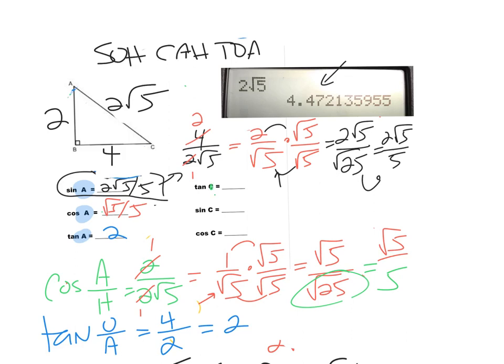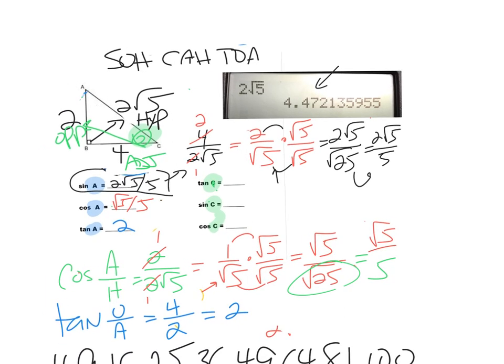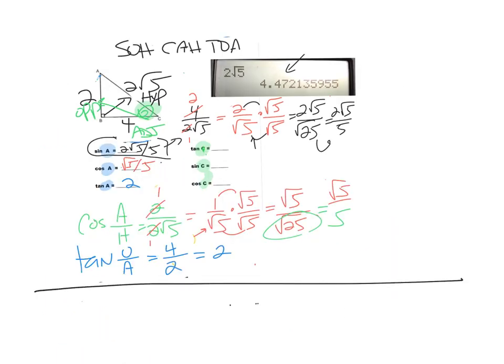Now we're going to do the sine, cosine, and tangent of angle C. So I'm going to relabel the picture based on angle C. What's not going to change from before? The hypotenuse. The hypotenuse always is the longest side, so that's 2 radical 5. But now I'm dealing with angle C, so now the opposite side is going to be 2. The adjacent is going to be 4, because we're all about whichever angle we're using. I'm going to do my work down here.